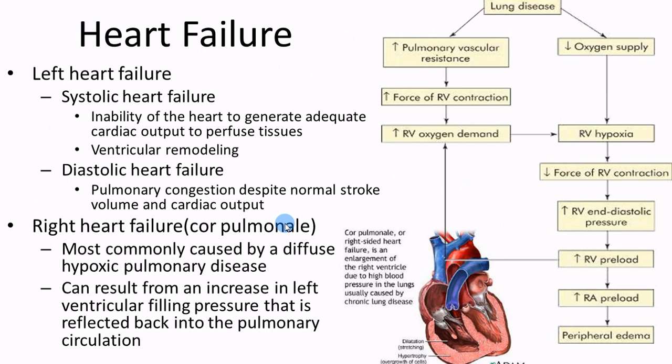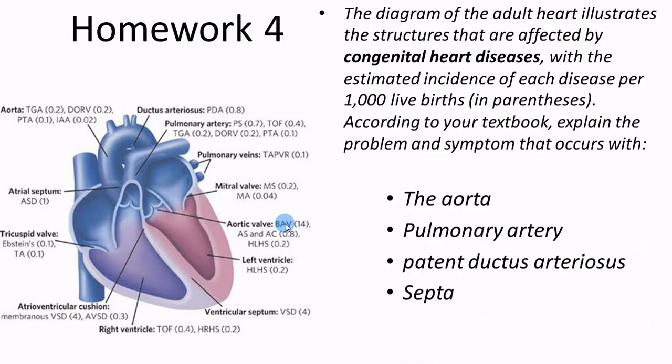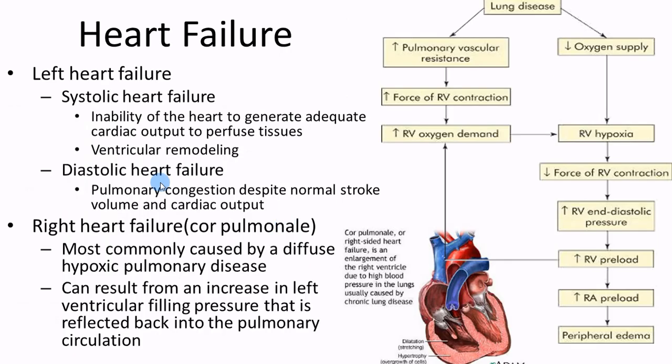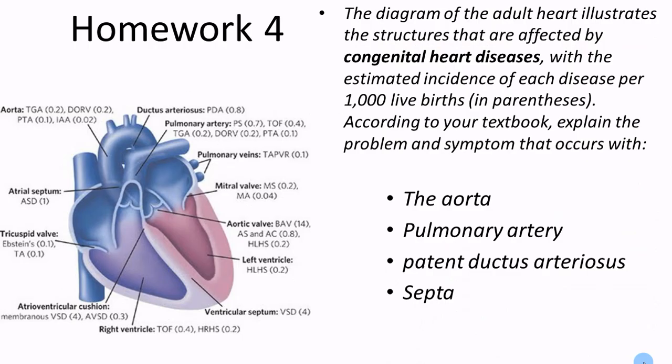So, I kind of already did this on the last slide, but left versus right heart failure. And with left heart failure, remember, you're not pumping adequately to the system. With right heart failure, you're not pumping adequately to the lungs. Right heart failure is also called cor pulmonale. And then you can actually go back to that flow chart. I walked through it with you. I just didn't walk through it with you on this slide.